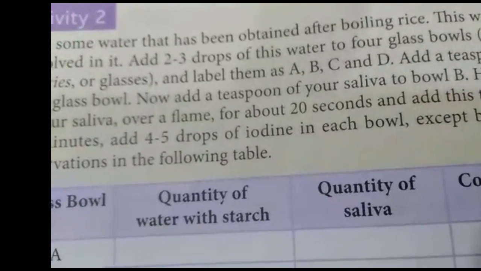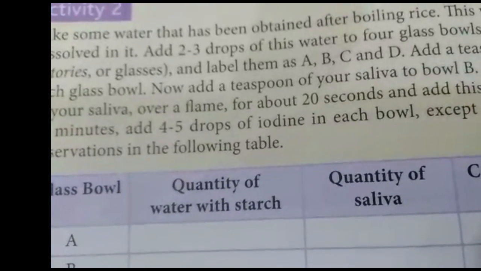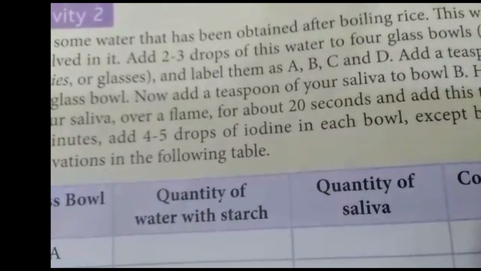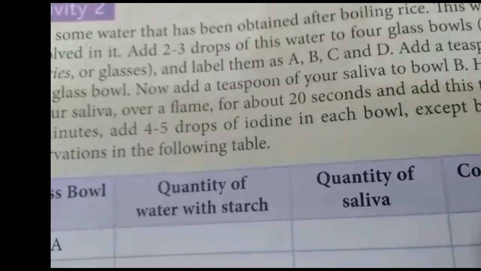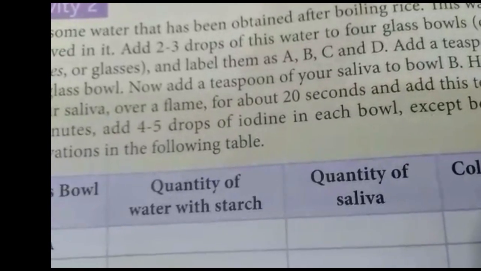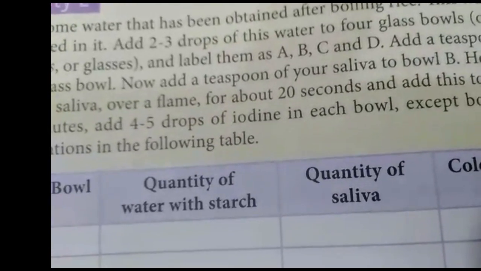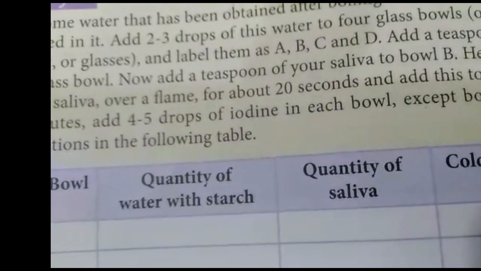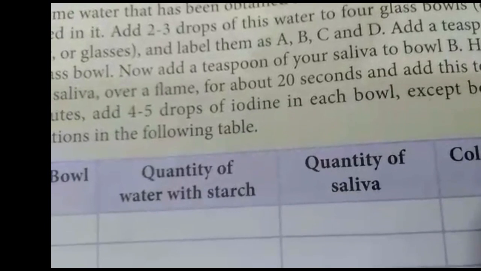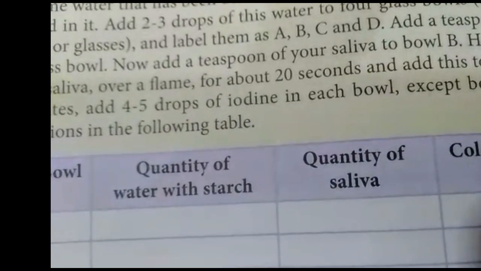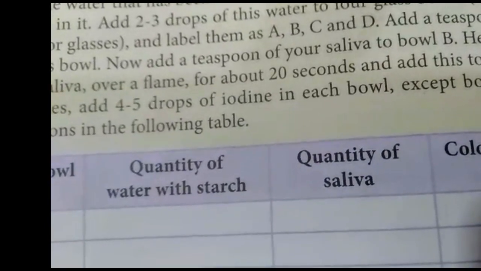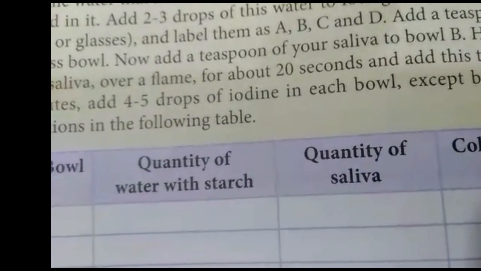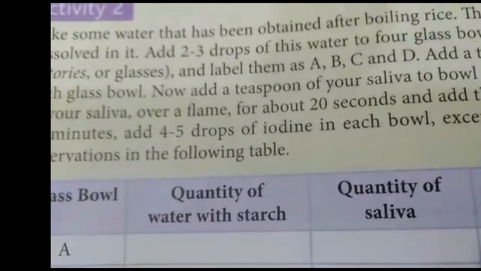In B, what will happen? What will we observe? In B also the color will not change. Why? Because we have added saliva. What is the work of saliva? Saliva breaks the starch into simpler sugar, so the reaction will take place.